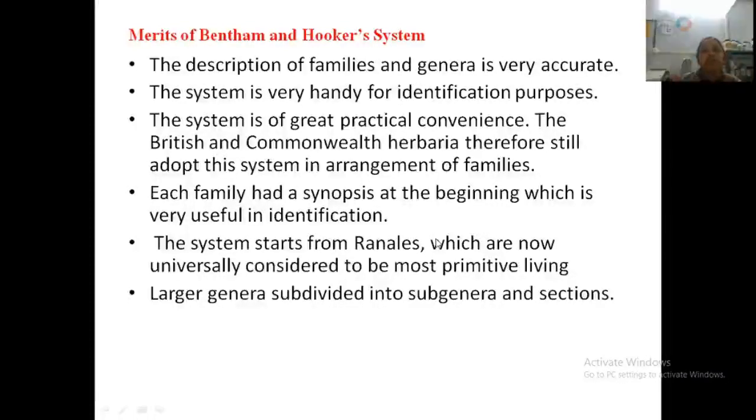There are two groups, primitive and advanced. Those with very basic characters are primitive, those with advanced members are advanced. So Ranales includes the very basic members, and the advanced ones are in monocots, like Orchidaceae. So large genera are subdivided into subgenera and sections.